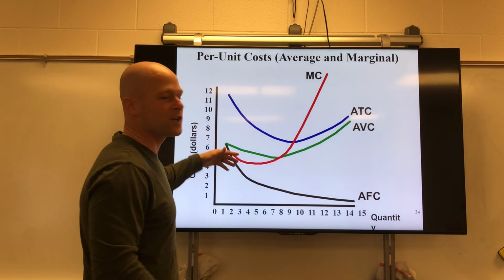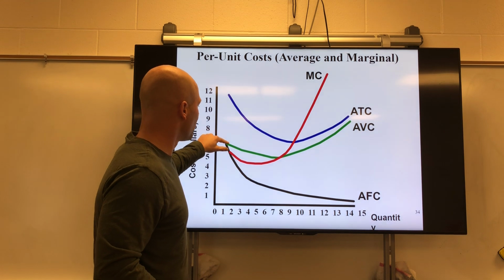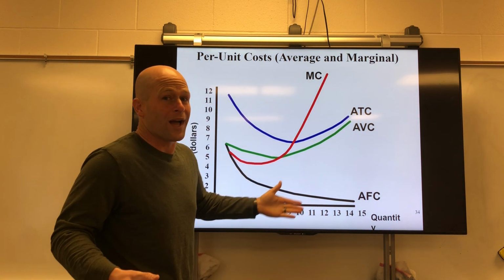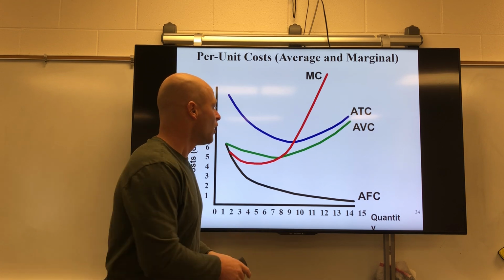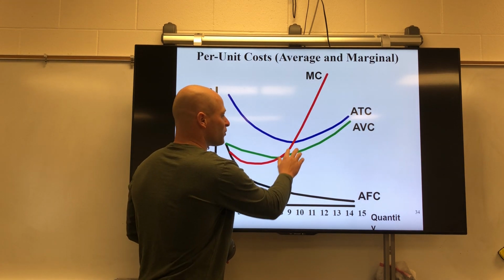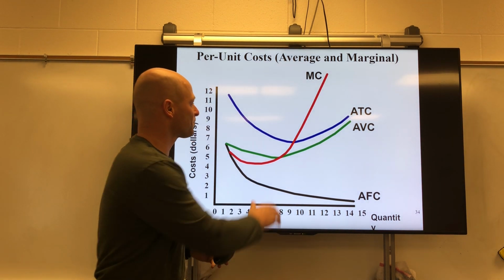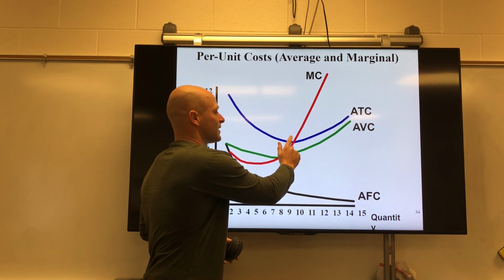Okay? And then we can also see our average variable cost, and we can see that goes down, and then it starts to go up. And so once again, it tells us we're not great at producing at those higher numbers. We're probably really good at producing right around here, okay? That's the spot that really matters, because that's when our ATC, our average total cost, is the lowest.